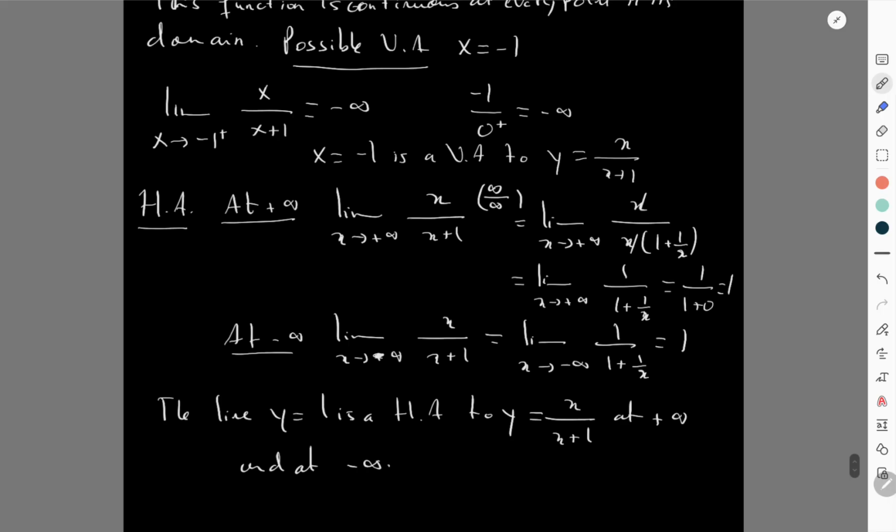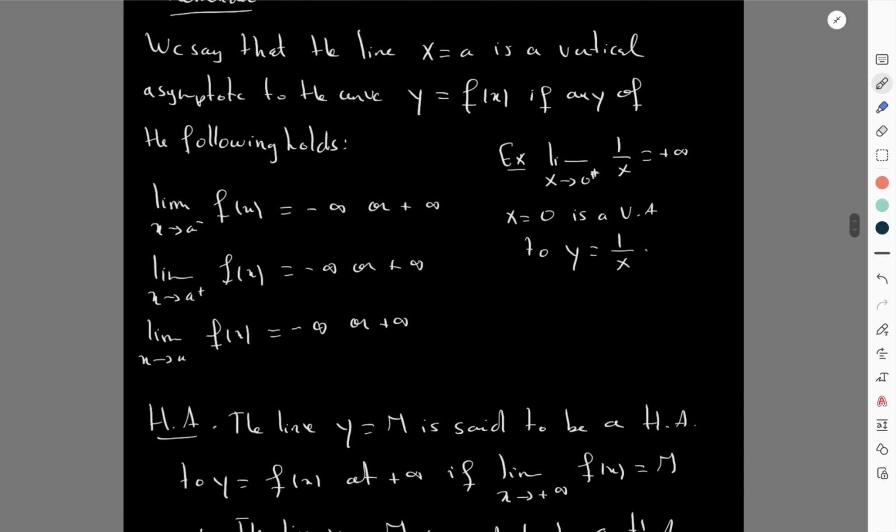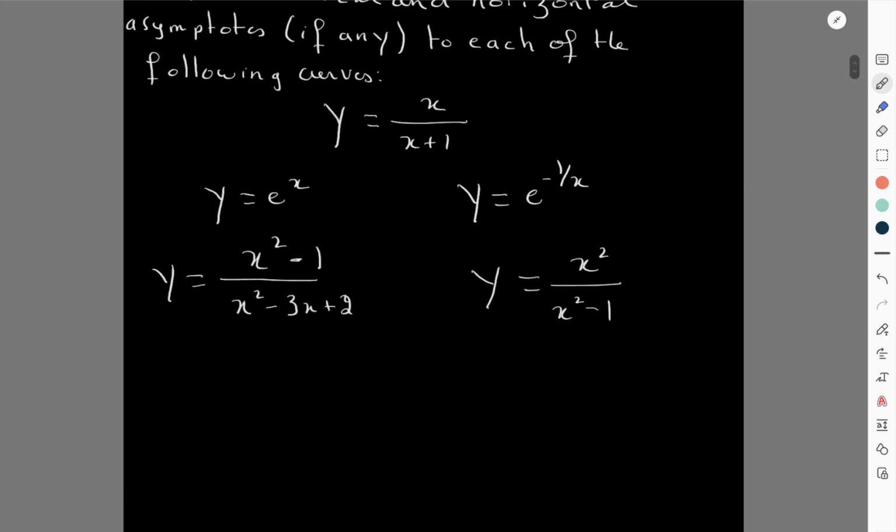Okay, so here this is an easy example. This is how we should proceed when we encounter such a problem. Let's move on to a harder one. So what do we have? e to the x, e to the minus 1 over x.